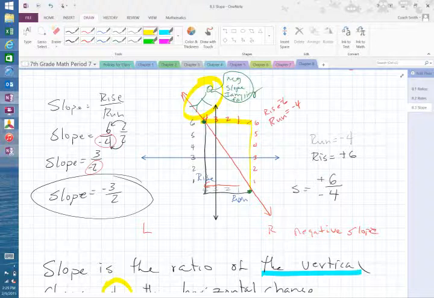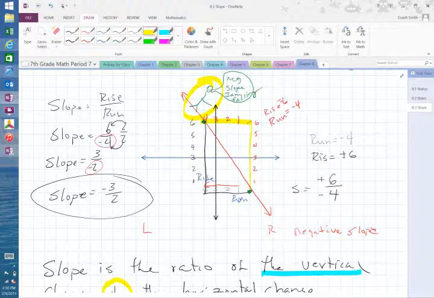Okay, what about number 4? Now this one they've done for you, they've told you it's a positive 2 and a negative 2. So they already told you what it's going to be as far as positive and negative goes. Okay? So is it negative or positive slope? Negative. And what is 2 over 2? 1. So the answer is negative 1.